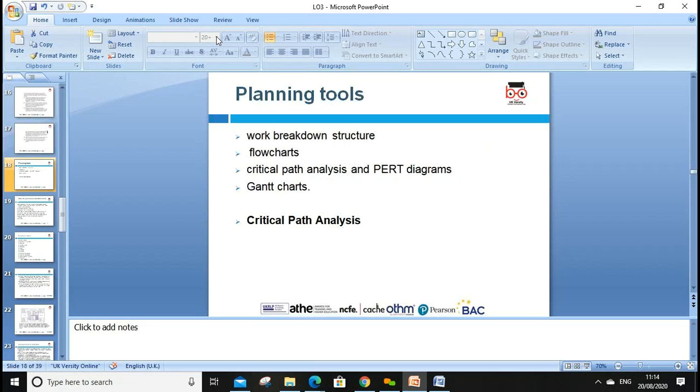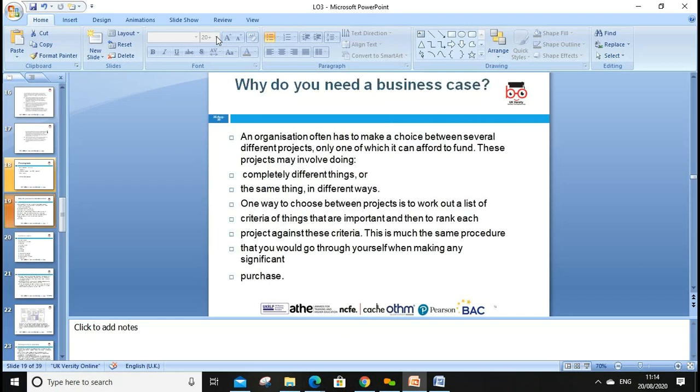Okay, then we're looking at the planning tools: work breakdown structure, which we will go through in the lessons, flow chart, critical path analysis, and Gantt chart. These are called planning tools that will help to make the plan of the project. Then we have the business case.